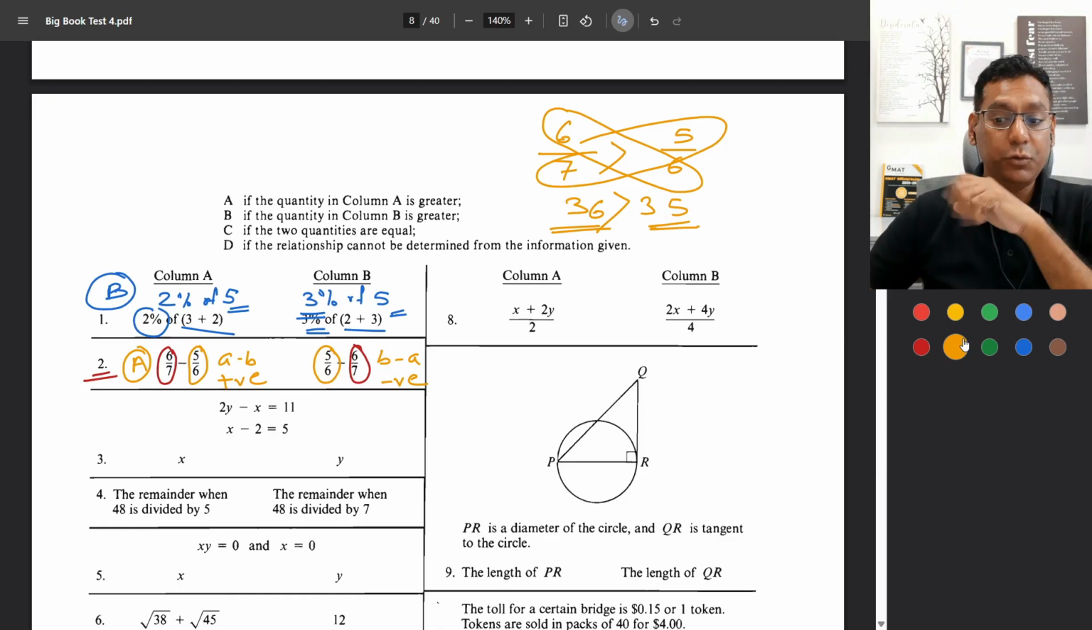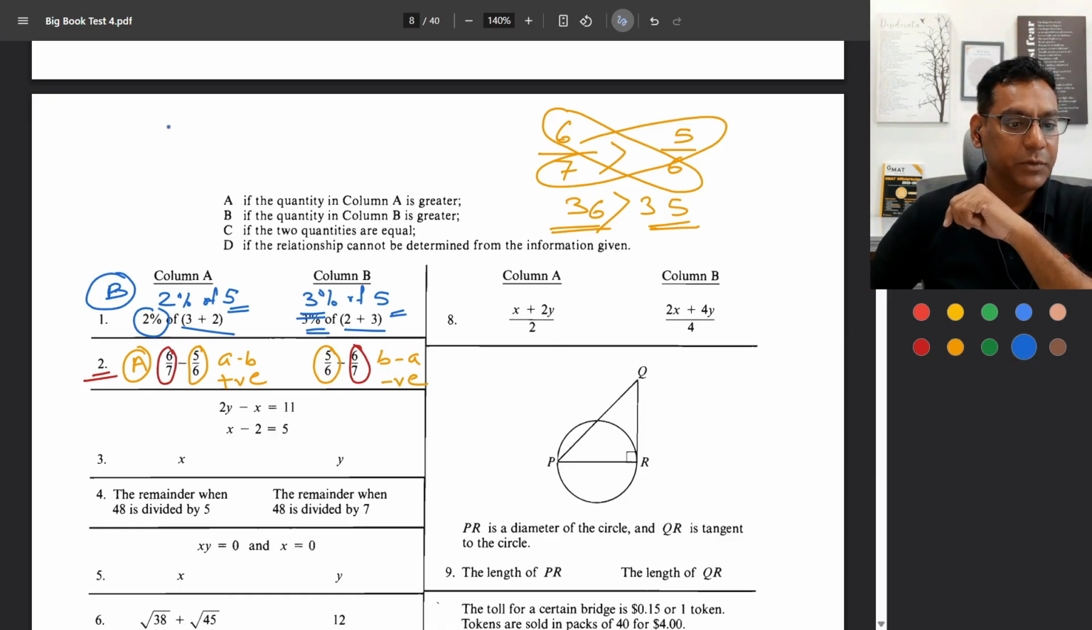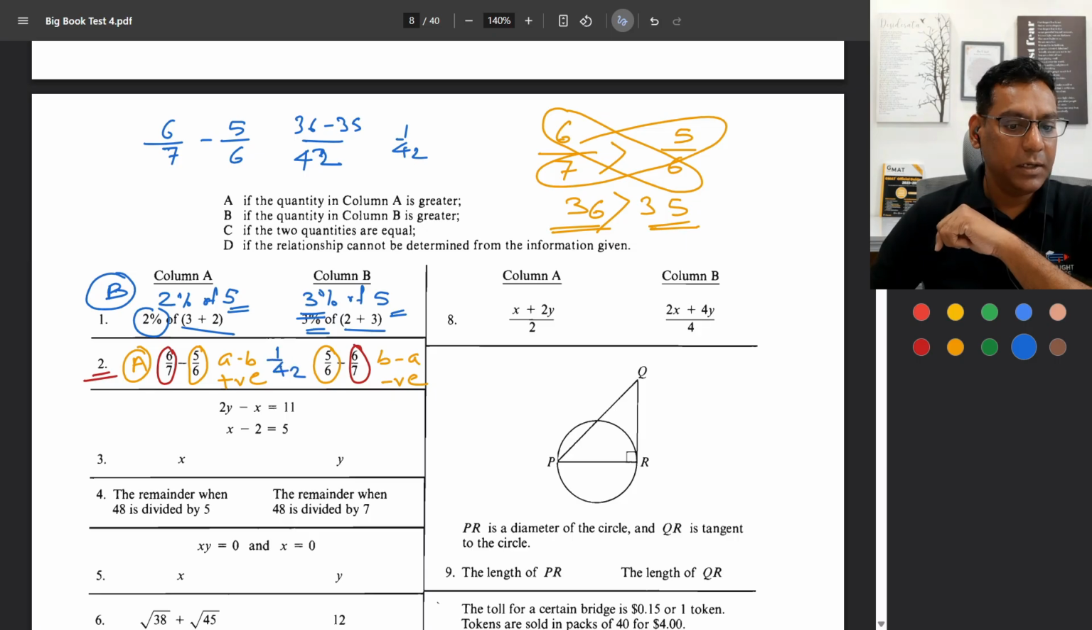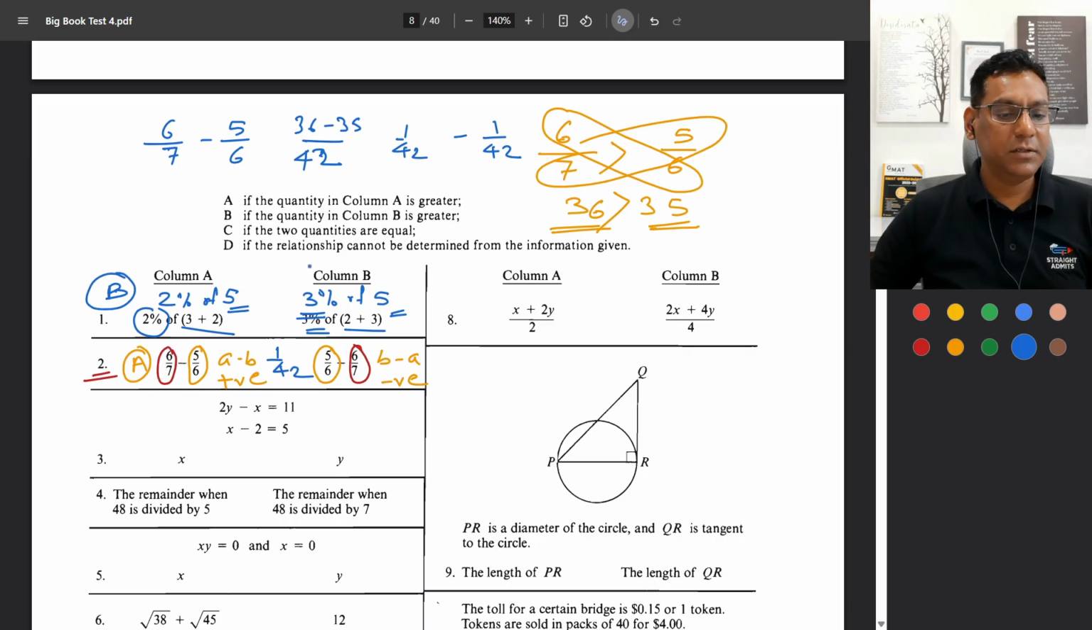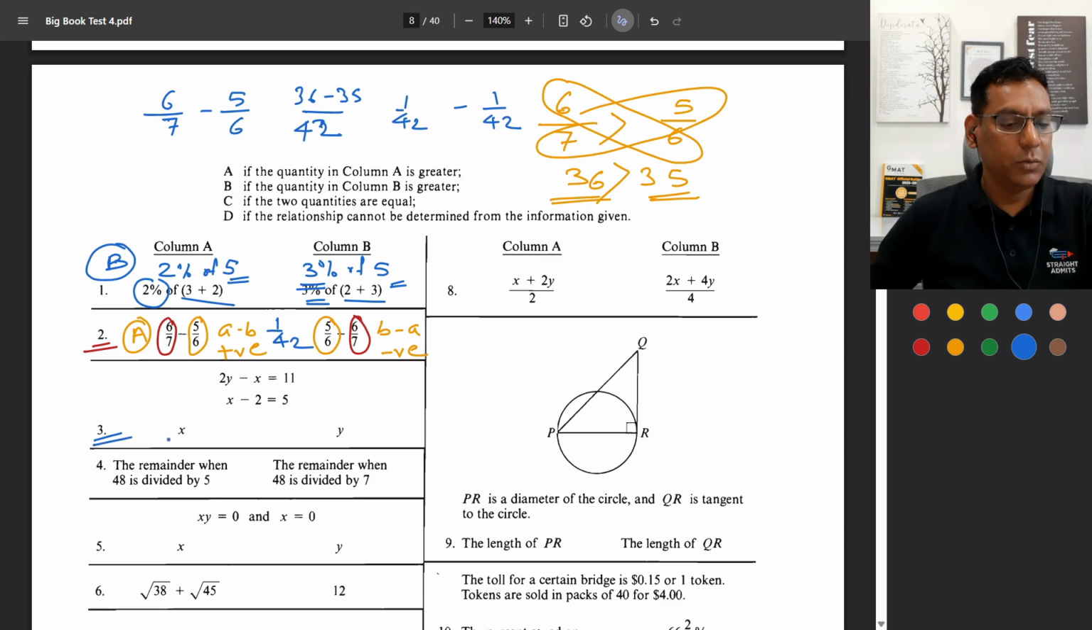If you didn't want to do all this, what you could have also done is just find out the value of this. That would be 36 minus 35 over 42, which is 1 by 42. That would have been the value here, and here the value would have been minus 1 by 42, right? Because essentially it's the same calculation, the order is different. Again, you would have got the same answer. All right, let's see question 3.